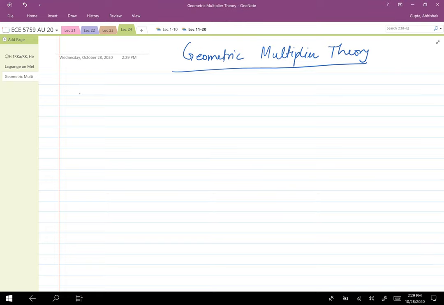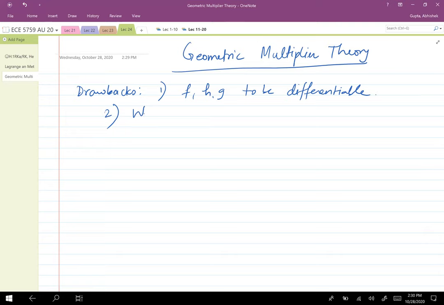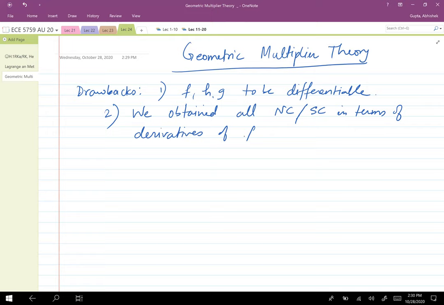So until now, we required F and H and everything to be convex. So the drawbacks of the current approaches: we require F, H, G to be differentiable, and we obtained all necessary conditions and sufficient conditions in terms of derivatives of F, H, and G. Okay, so far we have been coming up with algorithms to compute the optimal solution using some sort of gradient-based approaches.